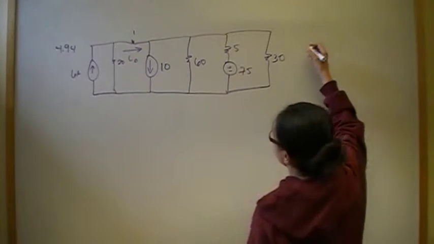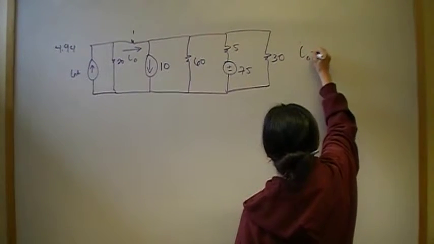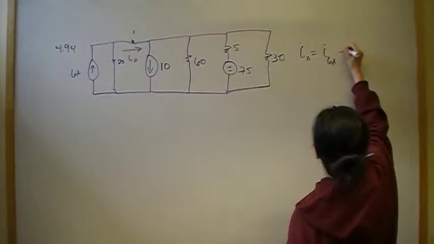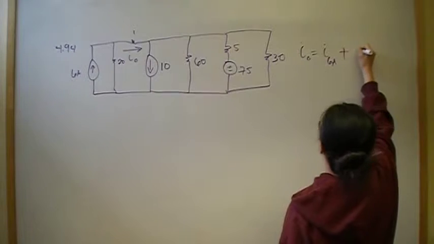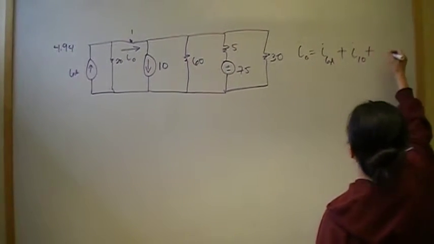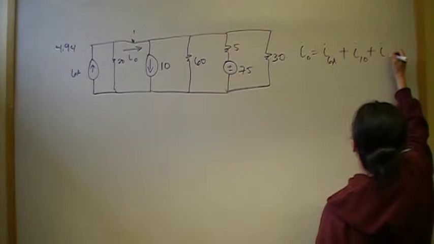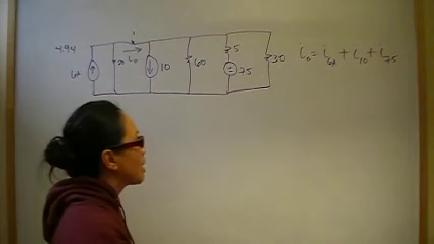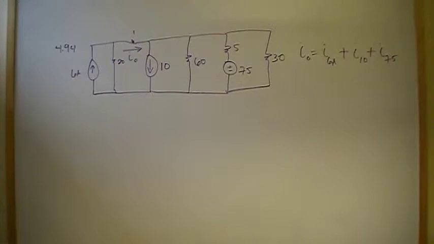So superposition says that I naught will be the sum of the current caused by the 6 amps, I 6 amp, plus the current caused by the 10 amps, I 10 amps, plus the current caused individually by the 75 volt source, I 75. It's going to be the sum of those individual effects.